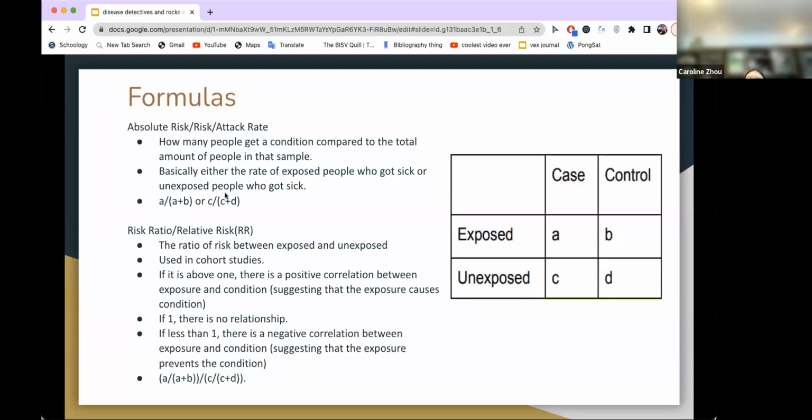Yeah, and remember, you don't have to memorize all of these formulas because you have a cheat sheet. So you can just write it in the cheat sheet, but you still need to know what these letters represent.